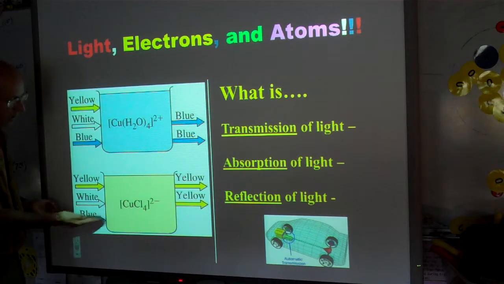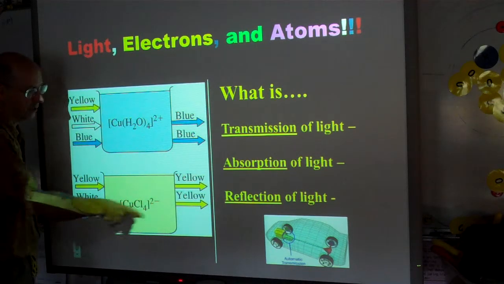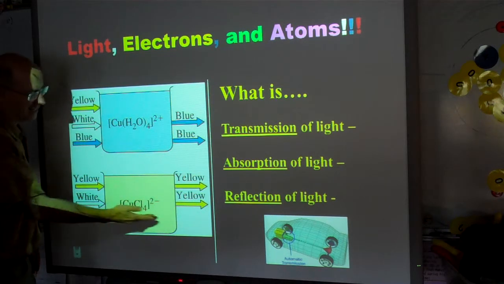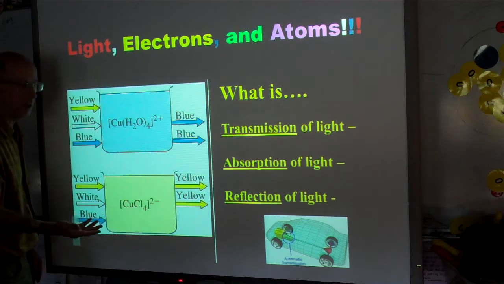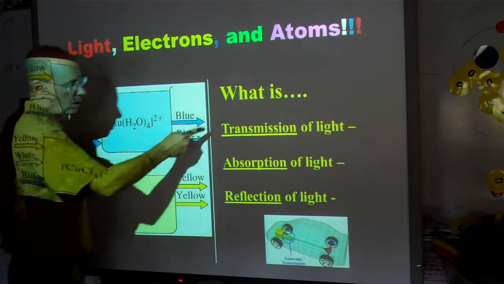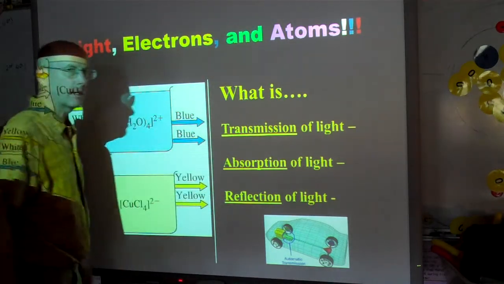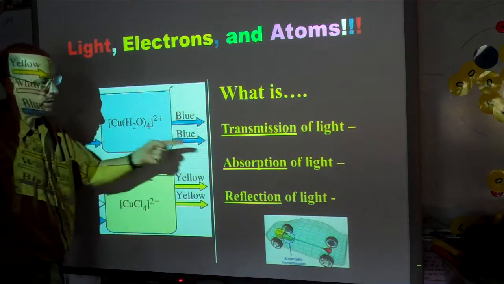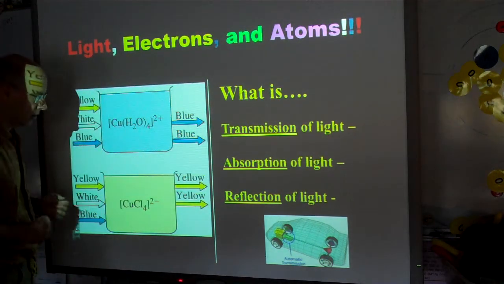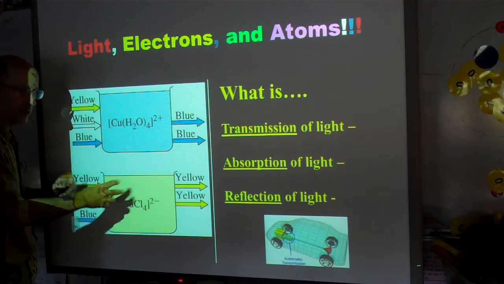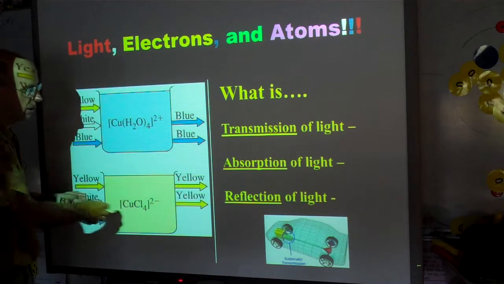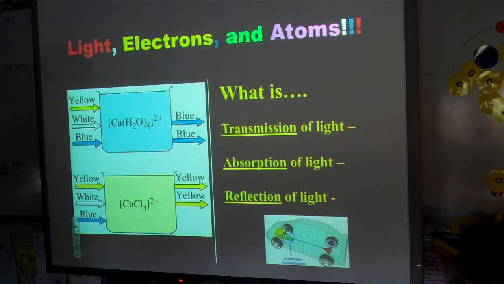But if we try to shine blue light through the yellow solution, it doesn't make it through. It's not transmitted. Which one of these words means it doesn't make it through? The answer is absorption. That means the blue light is absorbed. It tries to go through, but it's absorbed. Something about the chemicals in there takes in the blue light and doesn't let it proceed through the solution.